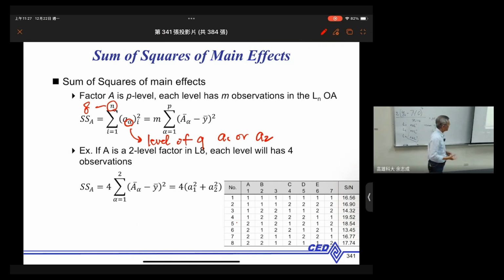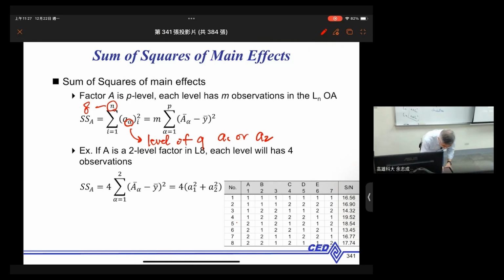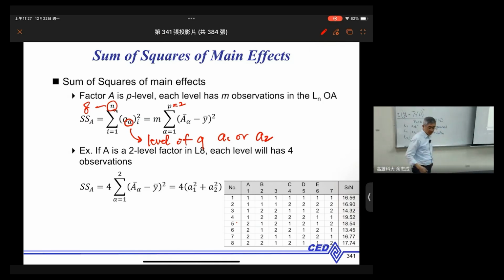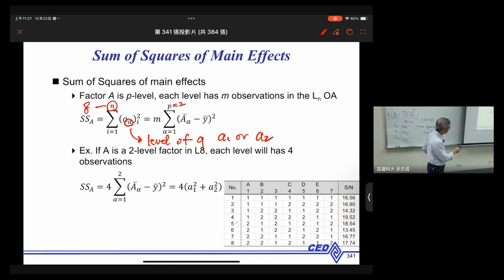However, since we only have 2 choices, alpha only has 2 choices. So here alpha is equal to 1 to P, where P is the level. Here alpha is equal to 1 or 2. So P only has 2 possible selections, alpha 1 or alpha 2. Therefore, there will be 4 cases where A is set at level 1, and 4 cases where A is set at level 2, in a total of 8 experiments.